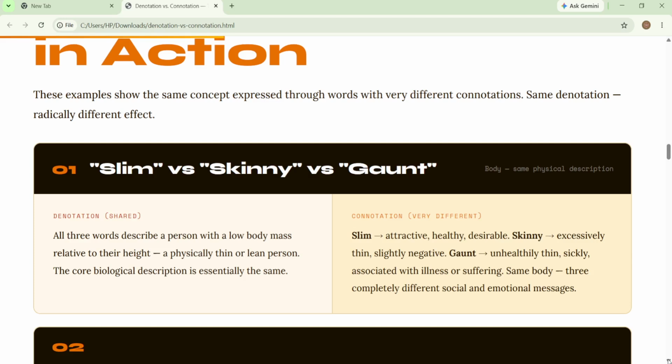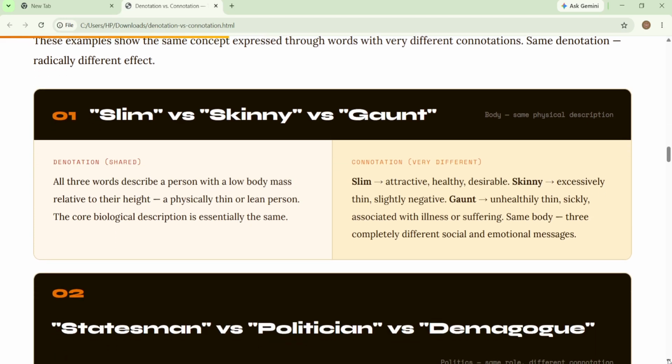So let's look at these examples. First one is slim versus skinny versus gaunt. Same physical description. The denotation shared by all three is a person with a low body mass relative to their weight, a practically thin or lean person. The core biological description is essentially the same. So they all mean the same in denotation, whereas in connotation they're very different.